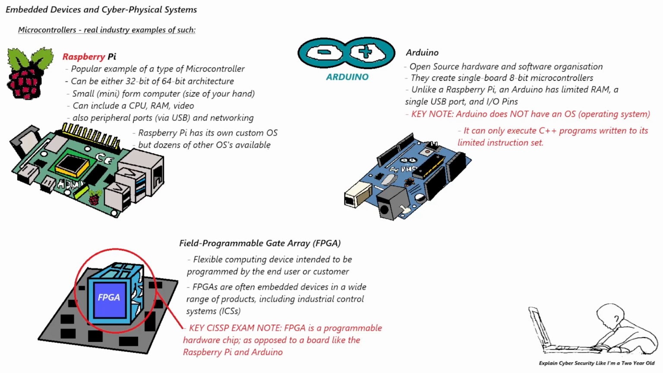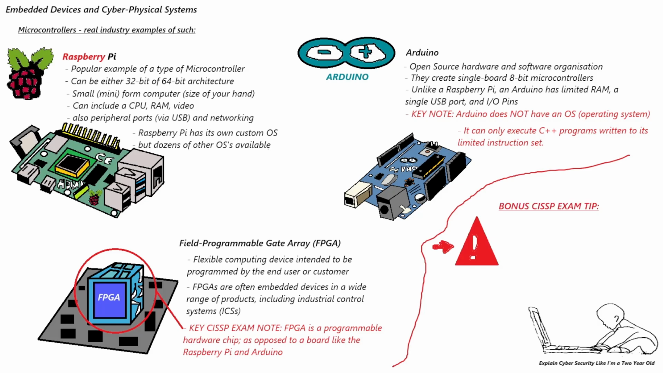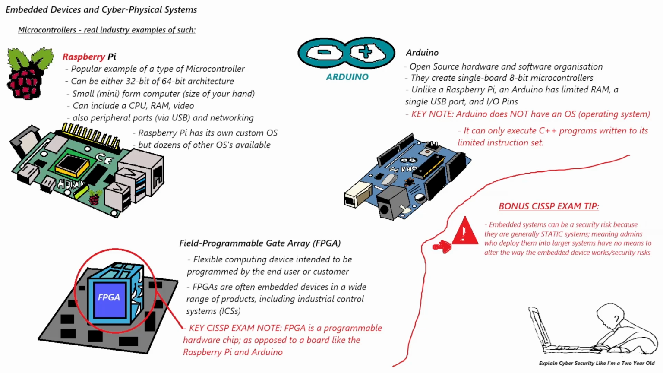And to finish on embedded systems, let's consider some of the security risks. Well, the first major risk is that embedded systems are generally static systems, meaning they are deployed into larger systems, and the admins do not always have ways to ensure the security and patches are available and implemented as they should be. This creates various security risks, especially given embedded devices can control some very specific systems or very important systems. So that concludes embedded systems.